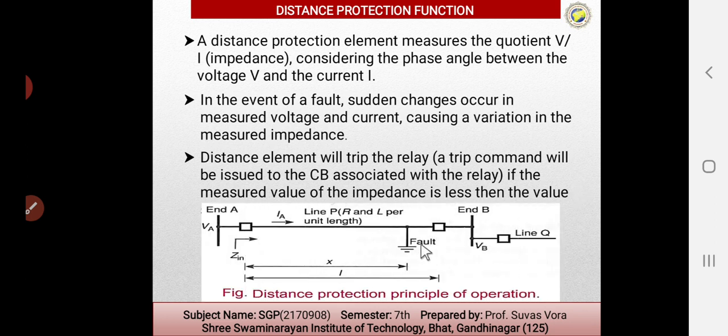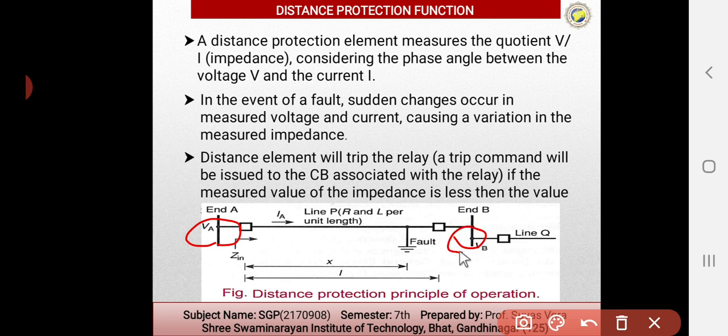So here you can see the basic construction of the distance protection system. There are two substations, and between the two substations the impedance will be measured. The distance protection relay provides protection only up to 80%; beyond the 80% the distance protection relay does not work.